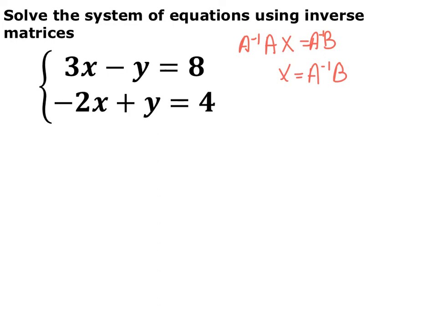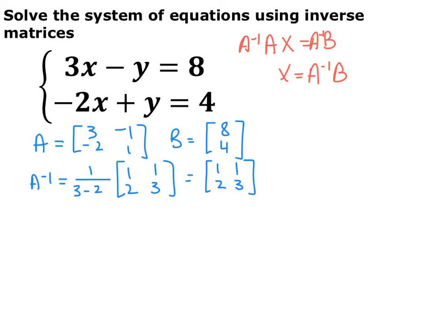So first, where A is the coefficient matrix and B is your answer matrix, I just want you to write the matrices A and B. So A is the coefficient matrix, 3, negative 1, negative 2, 1, and B is your answer matrix. So now the first thing we need to do is find the inverse of matrix A. So go ahead and pause the video and find the inverse of matrix A.